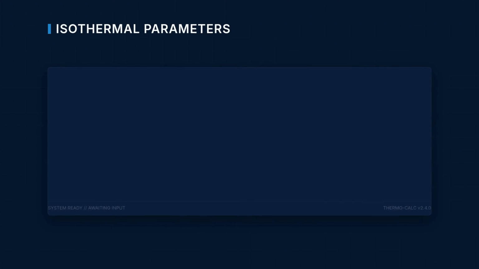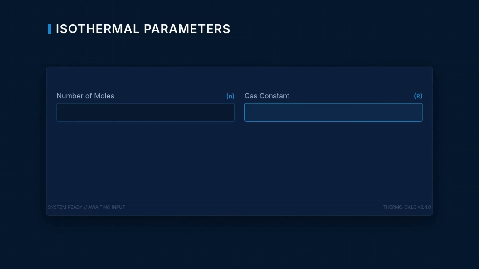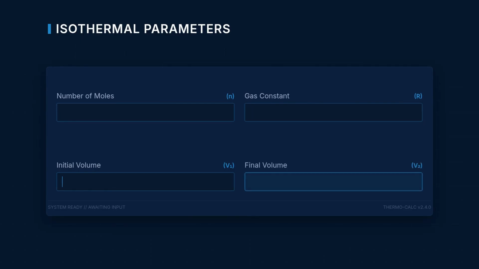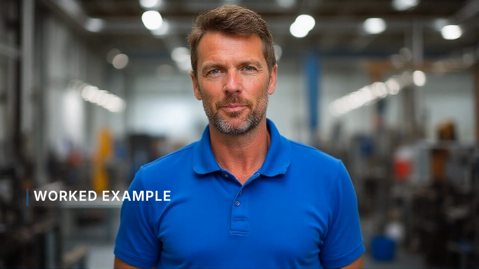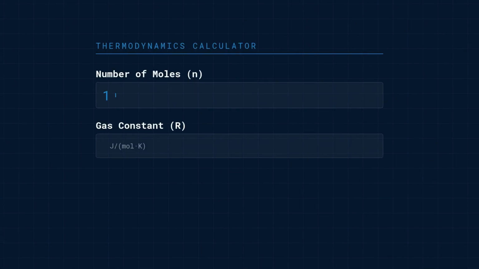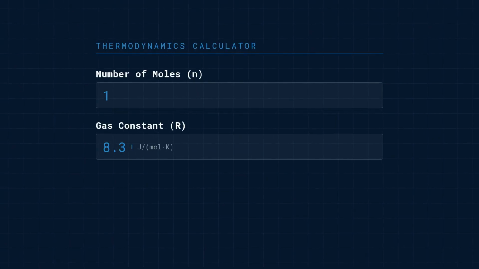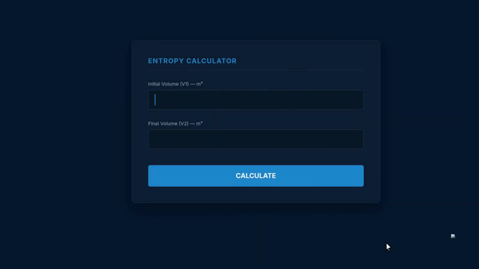For isothermal calculations, you'll enter number of moles N, gas constant R, initial volume V1, and final volume V2. And now, let's take a look at our worked example. I'll input number of moles equals 1, gas constant equals 8.314 joules per mole Kelvin, initial volume equals 1 cubic meter, and final volume equals 2 cubic meters.